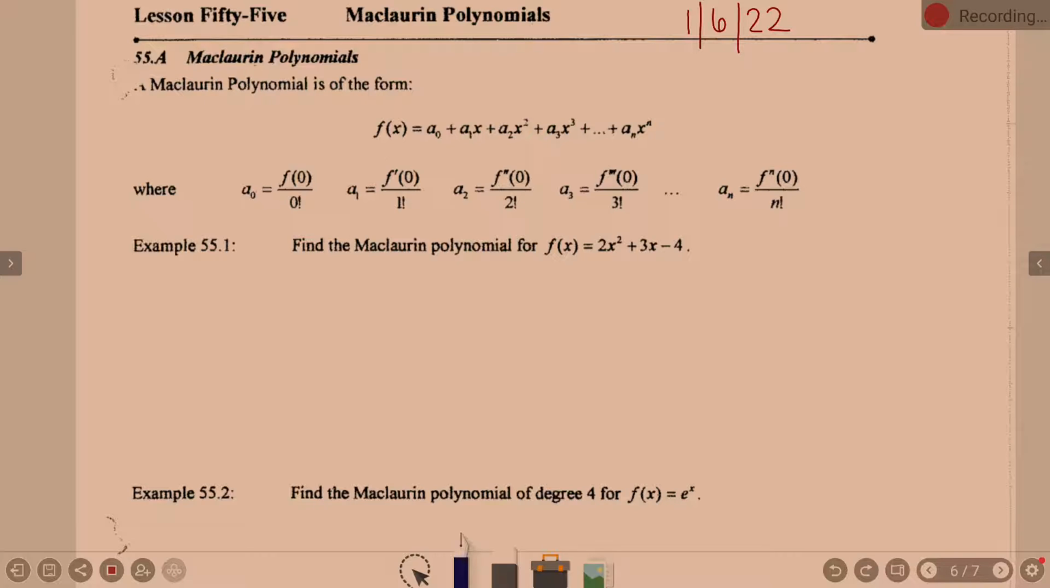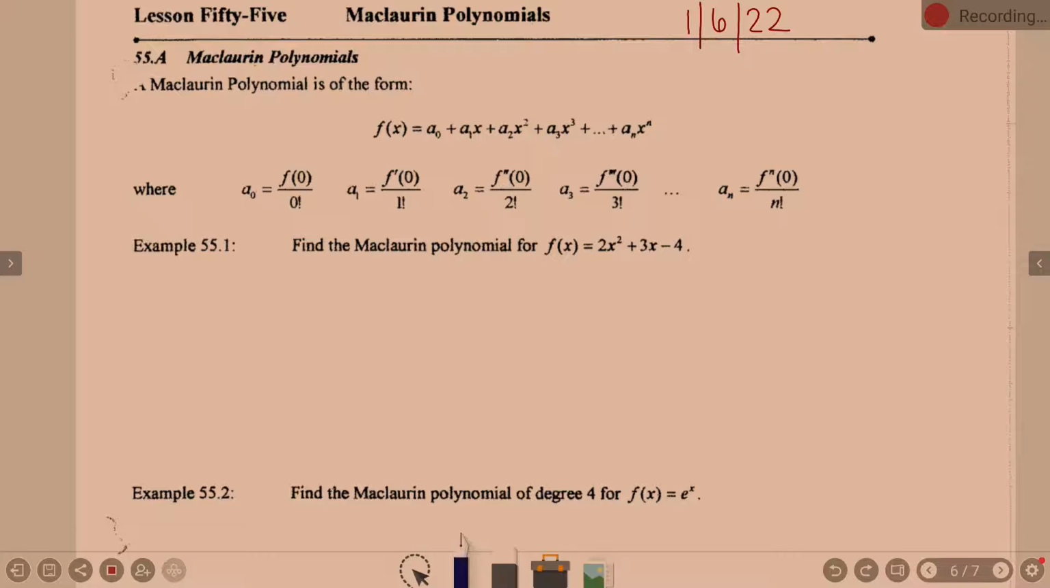So in order to find a naught, you're doing f of 0, so 0 plugged into the function, divided by 0 factorial. In order to find a1, you're doing the first derivative at 0, divided by 1 factorial. In order to find a2, you're doing the second derivative at 0, divided by 2 factorial. Are you seeing the pattern here? So a3, it's the third derivative, because we're finding the third one there, and it's divided by 3 factorial.